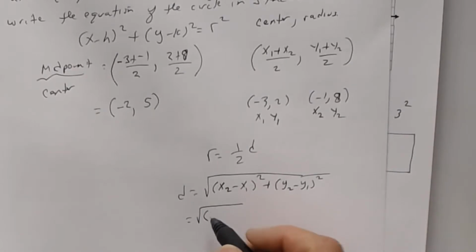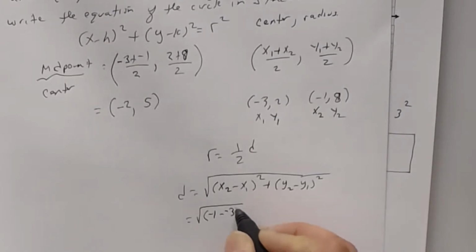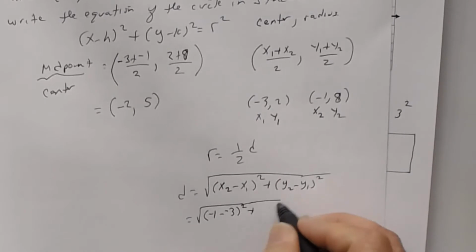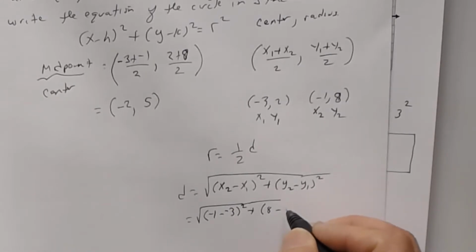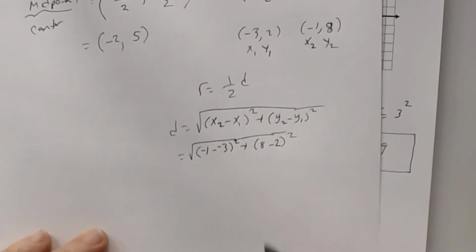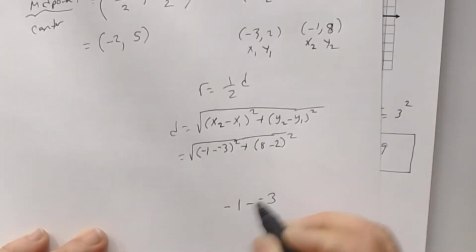parentheses, what's x2? Negative 1. Subtract x1, negative 3. Whatever that is, I square it. Plus, parentheses, y2, what's y2? 8. Subtract y1, which is 2. Whatever that is, I'm going to square. So that's where I'm at. Now let's look at that first parentheses. I have negative 1 subtract a negative 3.